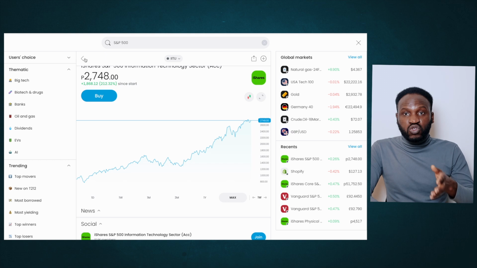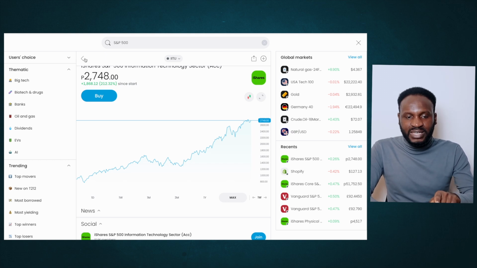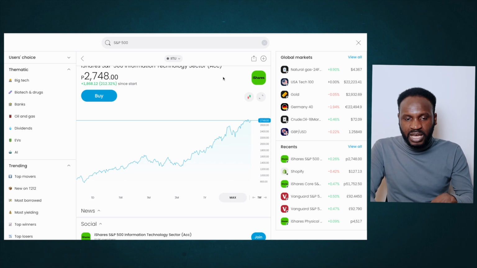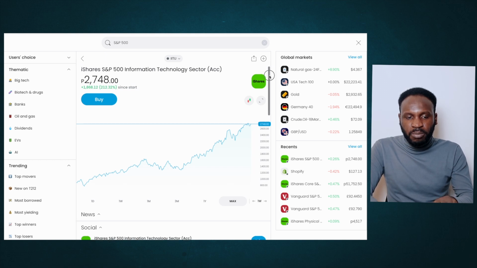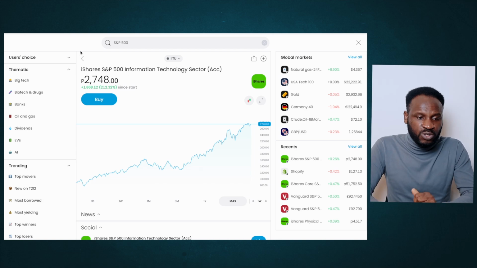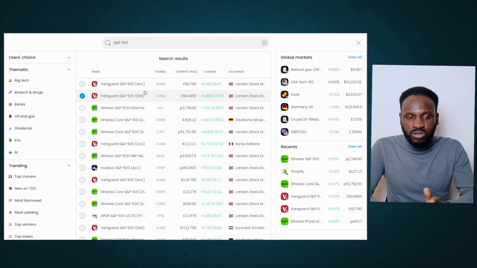So the ticker code of this S&P 500 is ITTU if you want it. So search for what is ITTU, and it's going to tell you what it means. And you can see that ITTU means this word here: iShares S&P 500 Information Technology Sector, which is accumulating. So that is one thing that I want to let you know in this video, guys.